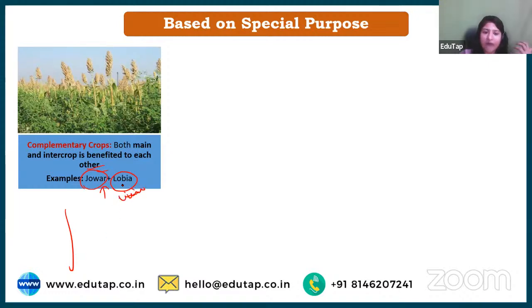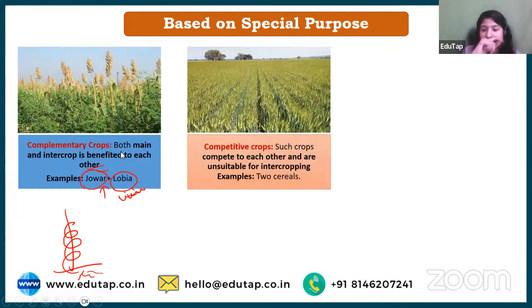So how is lobia getting benefited? It will get a support to grow. And how is jowar, that is sorghum, getting benefited? Basically lobia will fix the nitrogen, because we understand it is the ability of a leguminous crop to fix atmospheric nitrogen. So both are getting benefit out of each other, and that is why such crops which benefit each other are known as your complementary crops.